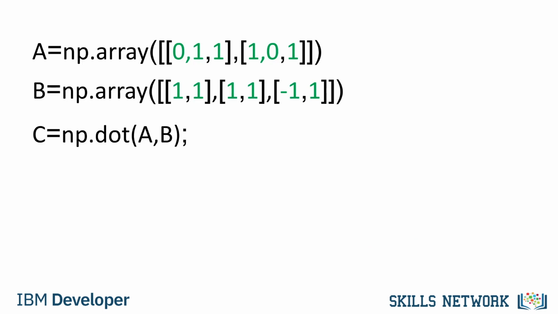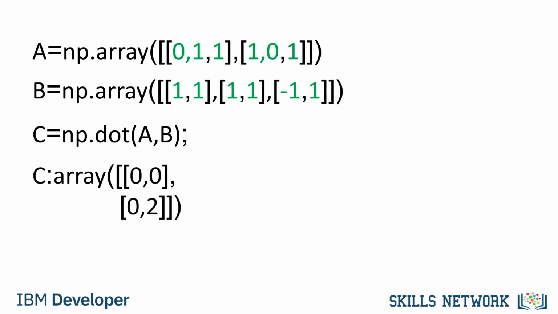We can perform matrix multiplication and assign it to array C. The result is the array C. It corresponds to the matrix multiplication of array A and B. There is a lot more you can do with it in NumPy.